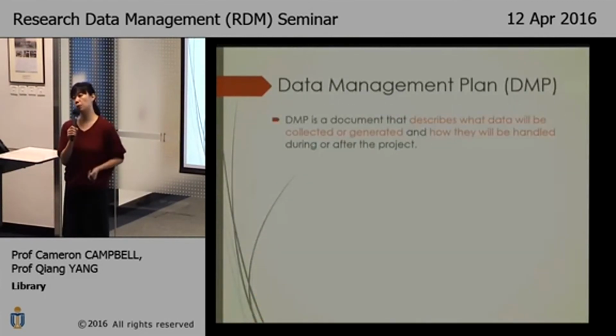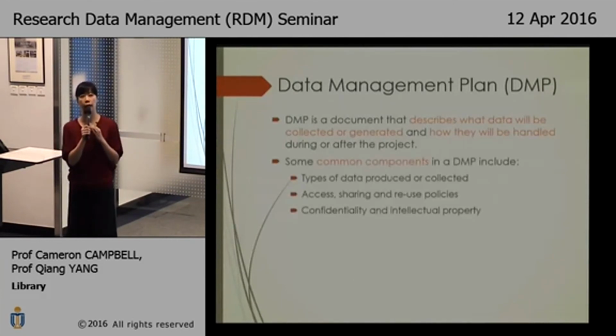Okay, what is a data management plan? A DMP is a document that describes what data will be collected or generated and how it will be handled during and after the project. There are some common components in a DMP, including the type of data produced or collected, the access policy, the sharing policy, and the reuse policy. And also, as some of the participants mentioned, the confidentiality and the intellectual property terms and conditions.